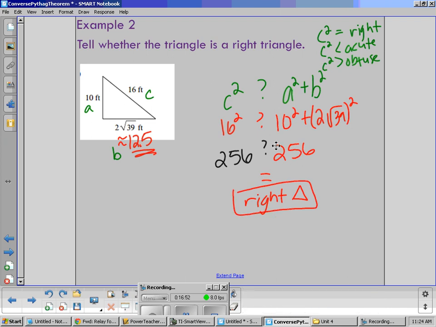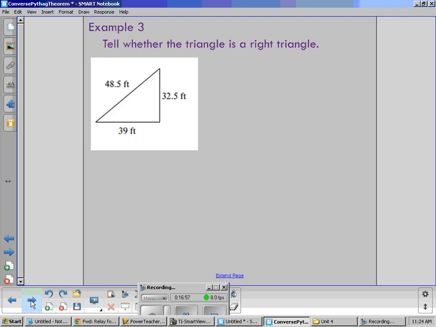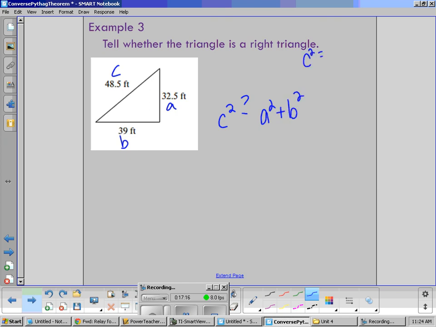Moving right along to example 3. Again, pause it if you need to. Tell whether the triangle is a right triangle. So same steps. My smallest side is 32, then 39, then 48. We want to see what relationship C squared has to A squared plus B squared. Keep in mind, C squared has to be equal for it to be a right triangle. C squared has to be greater than for it to be an obtuse. And C squared has to be less than for it to be an acute.